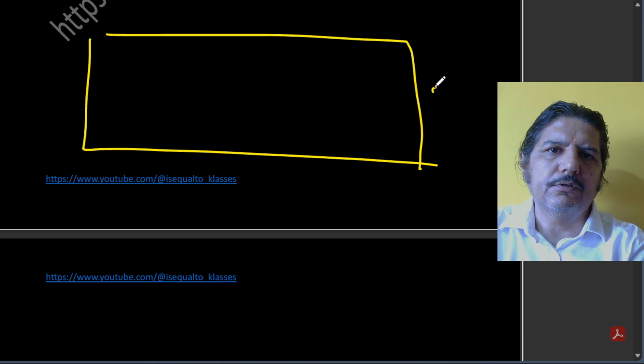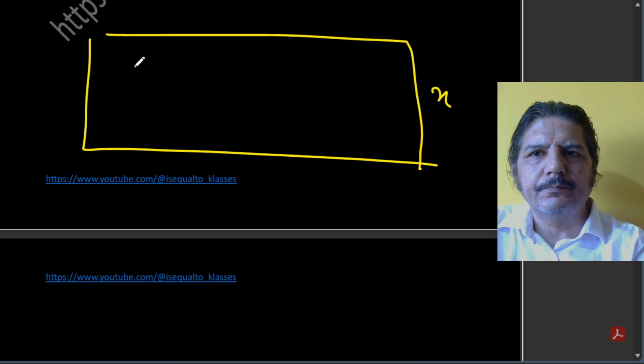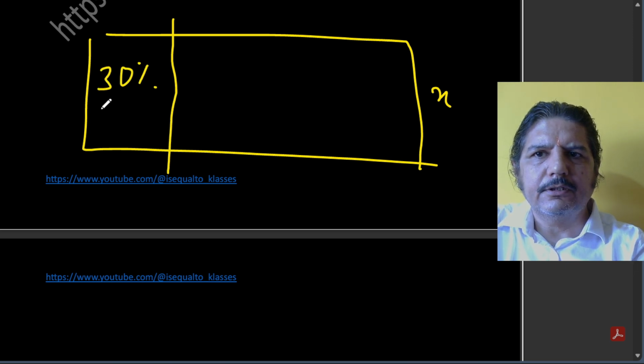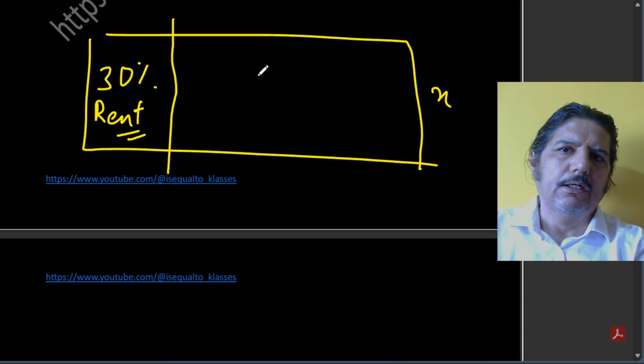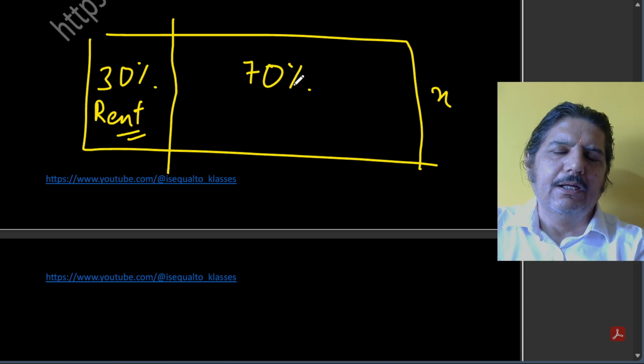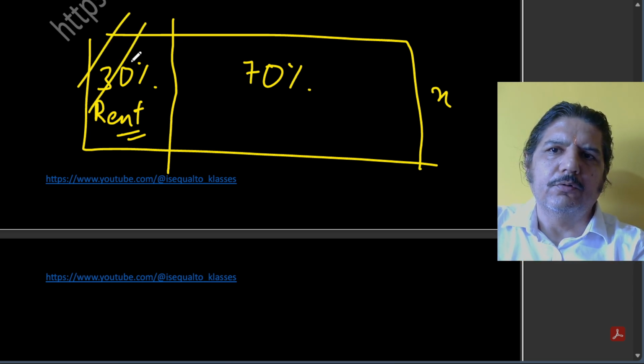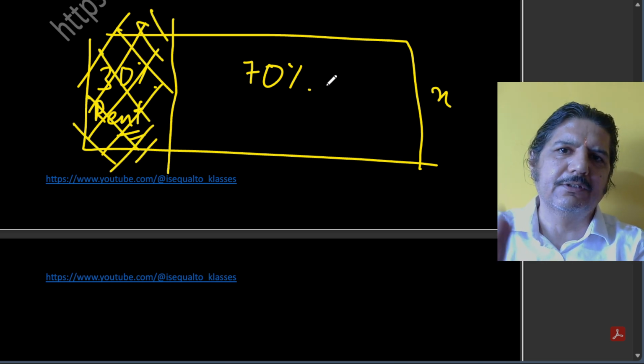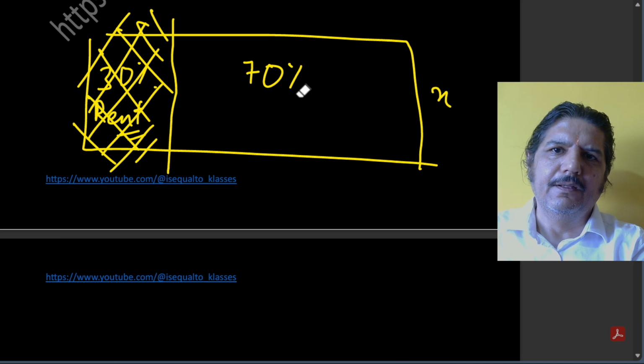So let us assume that X is the amount she earns. Now, out of the money that she earns, 30% is the rent. So how much money is left? The left is 70%, 70% of x. So this has gone, forget about this. We are remaining with 70% of x. What is 70% of x?